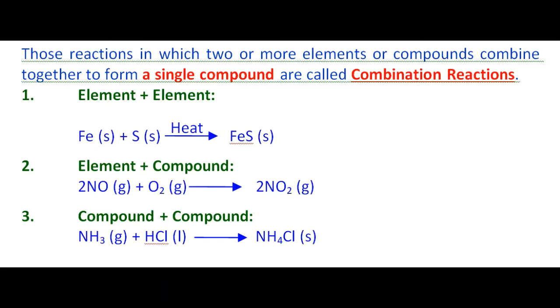Second example I have given of element plus compound, in which nitric oxide in the gaseous form reacts with oxygen also in the gaseous form to produce nitrogen dioxide. Here the reaction is between an element and a compound. Third reaction I have given an example of is compound plus compound, NH3, that is the ammonia gas, and hydrogen chloride. When they mix, they produce ammonium chloride.